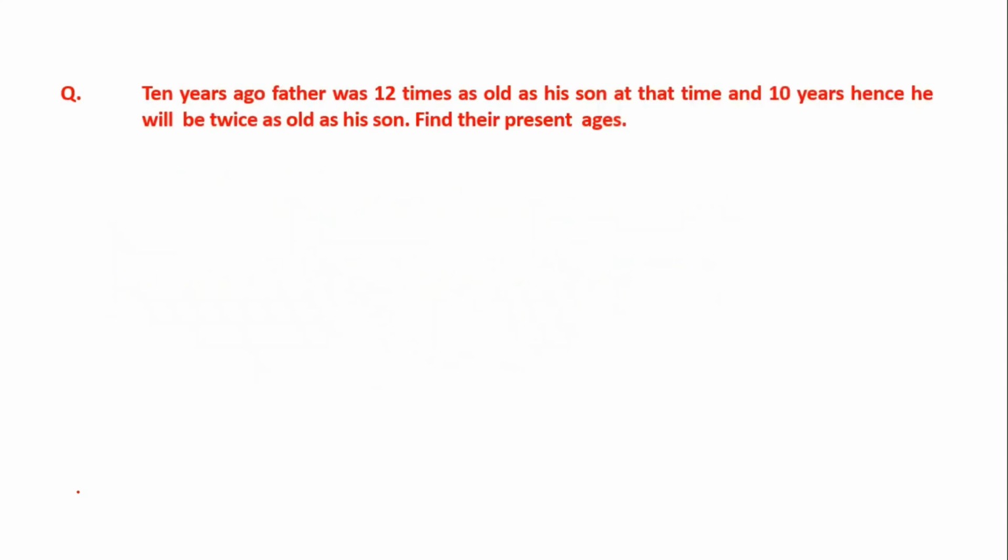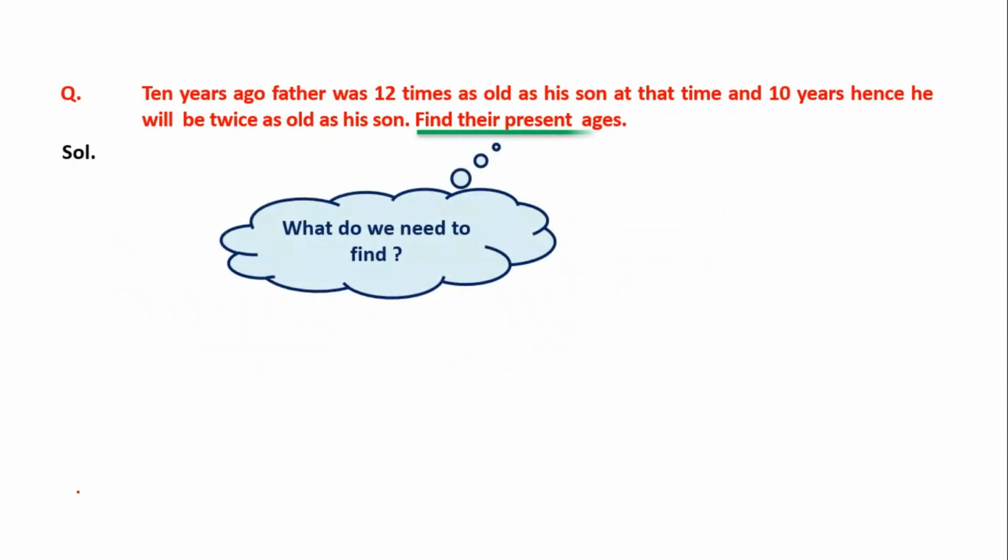Is it clear? Now look at the next number. Problems based on ages only. 10 years ago, the father was 12 times as old as his son at the time, and 10 years hence, he will be twice as old as his son. Find the present age. So let me assume the present ages of father and son are x and y.